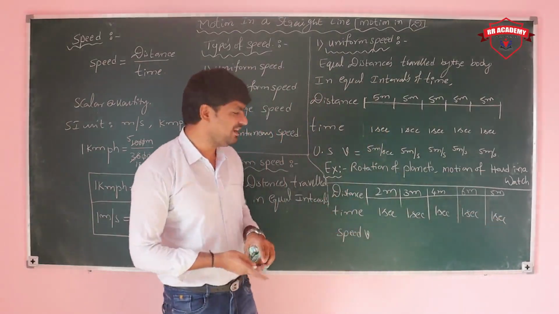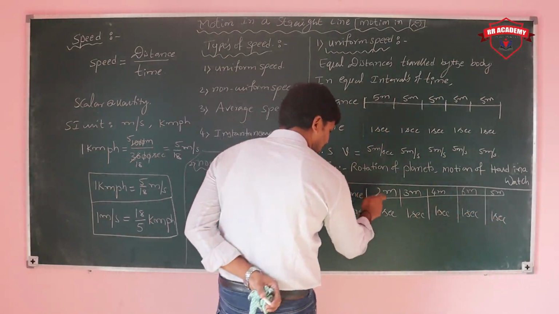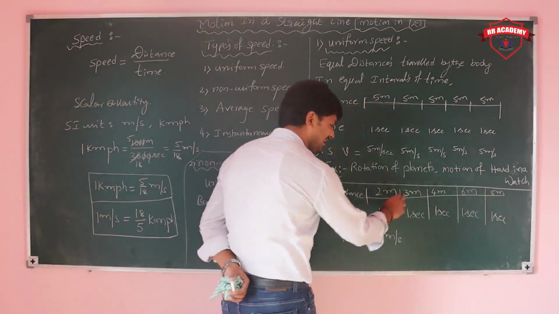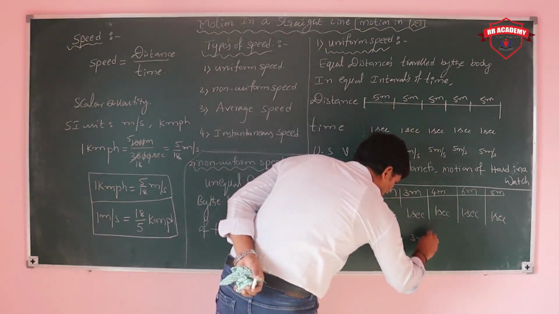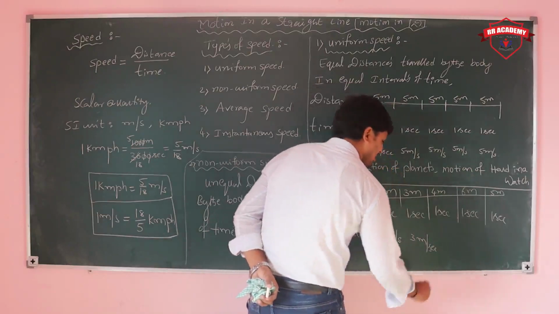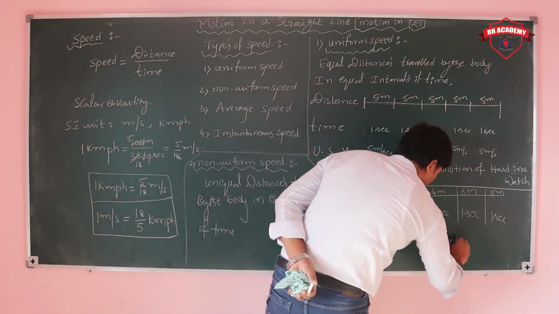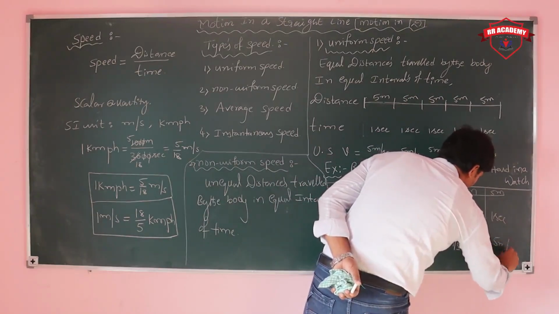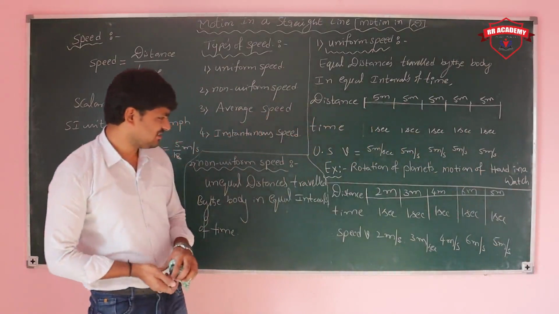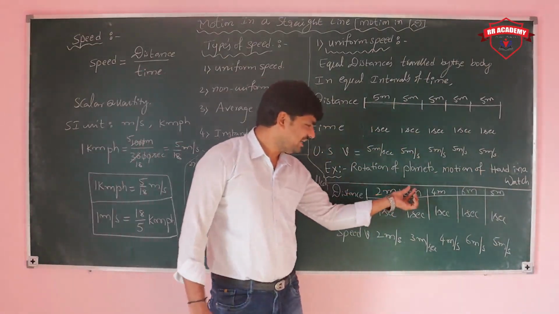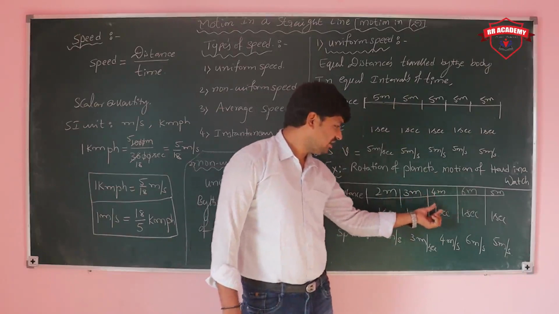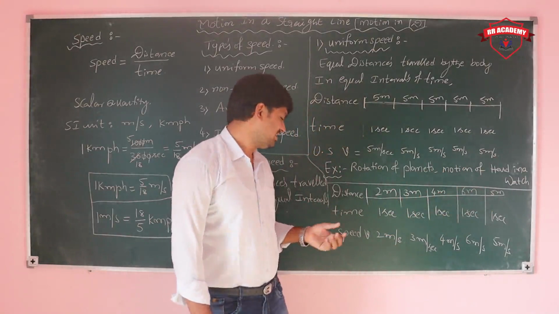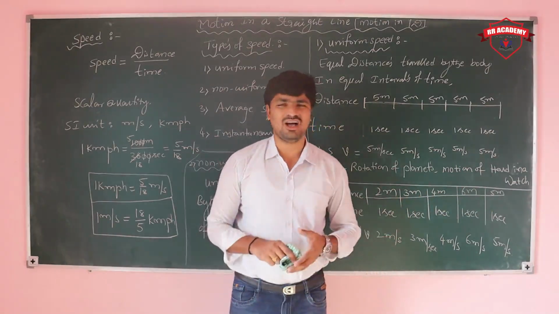So then what is the speed? In the first case, speed is distance over time: 2 meters per second. Second case, 3 meters per second. Third case, 4 meters per second, 6 meters per second and 5 meters per second. See here, he traveled unequal distances but in equal intervals of time. That's what we can simply say is non-uniform speed.